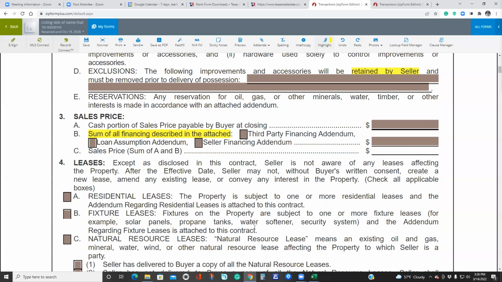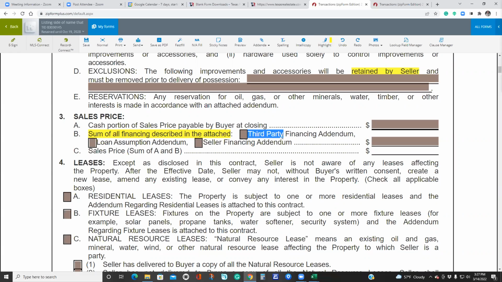3B is real important. Sum of all financing described. Is it possible to have 2 of these boxes marked at one time? Would it be possible? I guess yes, maybe they're doing cash and financing. Or what are we talking about? 3? Right. So cash, on 3B, cash would not go in there. It's the sum of all financing, but I appreciate you unmuting and jumping in there.